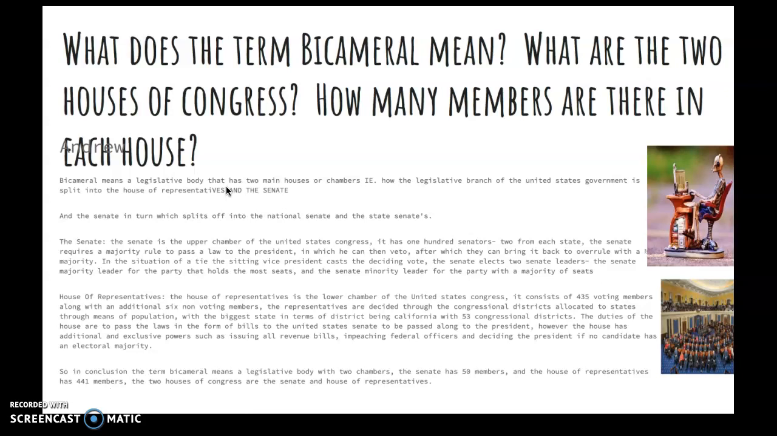We've talked about what the two branches are and how many members there are. Remember, 435 members in the House of Representatives and 100 members in the Senate. In the Senate, every state gets 2, and in the House of Representatives, it's based on population. More populous states get more representatives, and less populous states get fewer representatives.